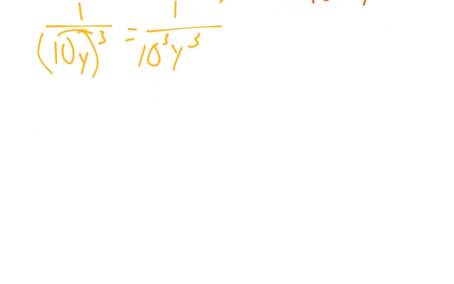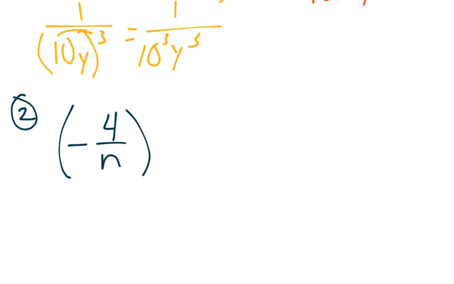Okay? Number 2, second to last one. We have a fraction, negative 4 over n, and we're going to raise that to the fifth power. Now, when you got a negative out in front of the fraction, what I would do is I would just decide where you want to put that negative sign. I would always put the negative sign on the top, the numerator of your fraction, if at all possible. So really this becomes negative 4 over n.